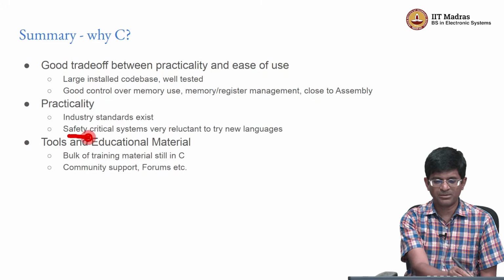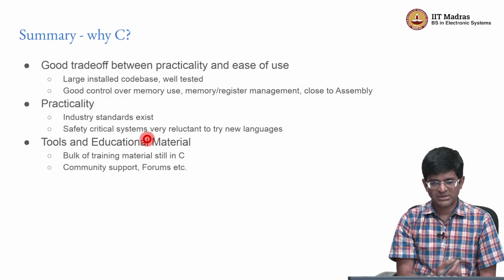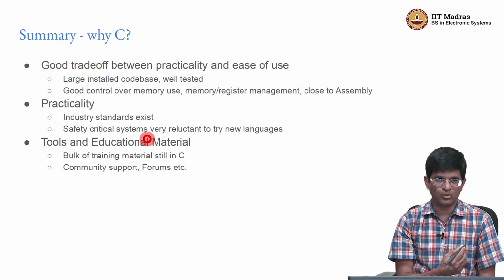And part of the reason there is just inertia, right? People, especially people dealing with safety critical systems, are very reluctant to try new languages. So even if a language picks up popularity in one domain, it will be many years before it really takes off in another domain. And the final reason for going with C is that the sheer volume of training material that's available in C is much larger than in pretty much any other language at this point, which means that community support and getting access to other resources online especially will probably be much easier in C than in most other languages at this stage.